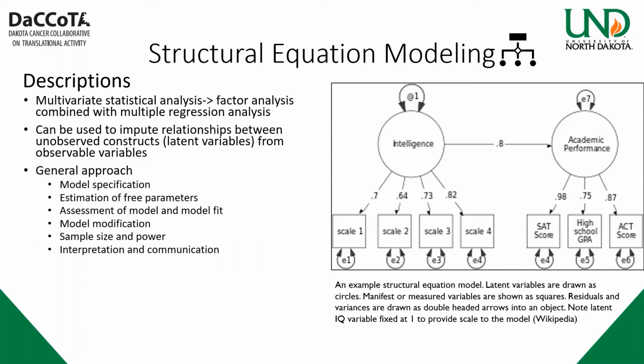So this would be an example of a structural equation model where intelligence would be a latent variable. You can't really measure it directly, but you might have a bunch of scales that could hopefully measure it. And then same thing with academic performance. And so you're trying to figure out relations between latent variables and observed variables.